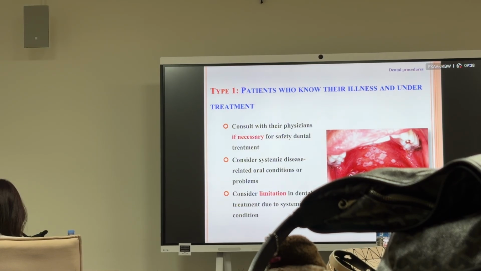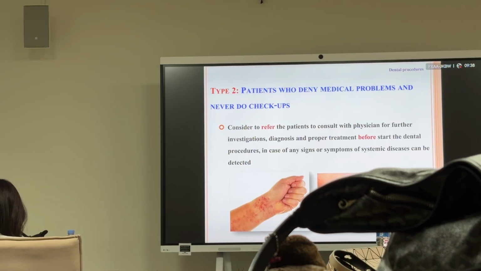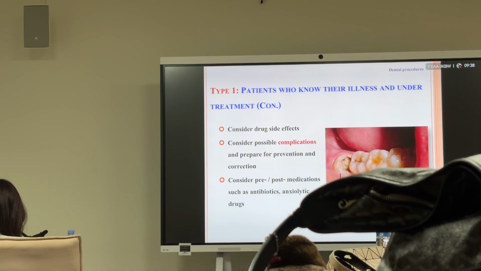Like, okay, they have a lot of oral candidiasis. Maybe you have to think, is there any underlying cause? And you need to control it before. And consider drug side effects, consider possible complications, and prepare for prevention and corrections. Consider the pre- and post-medications such as antibiotics and anxiolytic drugs.